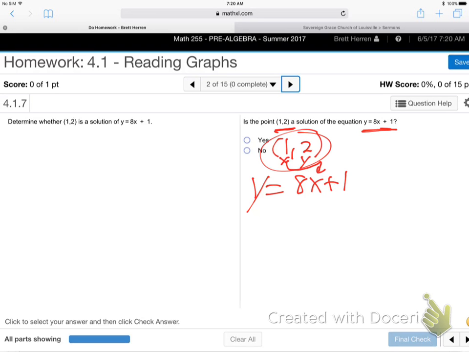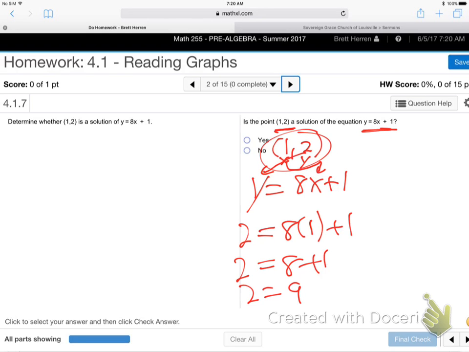So the 1 goes in the x, the 2 in the y. So 2 equals 8 times 1 plus 1. Is that true? I just plugged in the 1 for x and the 2 for y, and I'm working it out. 2 equals 8 plus 1. 2 equals 9. Is that true? No. So we'd say no. It's just a yes or no, so we bubble the no option. If they came out equal, then those numbers would be a solution.